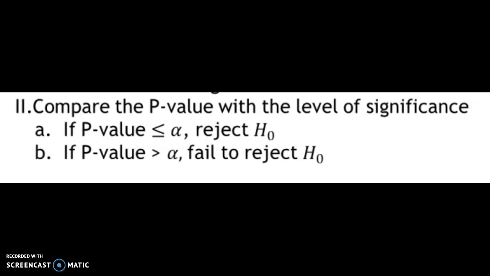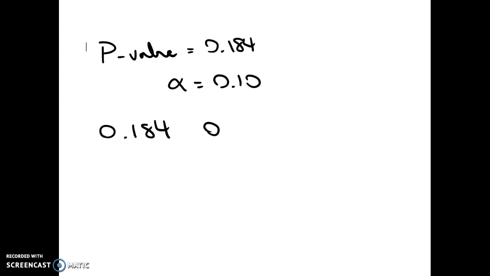So the p-value method says that if the p-value is less than or even equal to alpha, we're going to reject H sub 0. If the p-value is greater than alpha, we're going to fail to reject H sub 0. Okay, so we have a p-value of 0.184 and we have an alpha of 0.10. Now if we compare these two together, we'll see that the 0.184 is bigger than the 0.10, so that means that our p-value was greater than alpha.